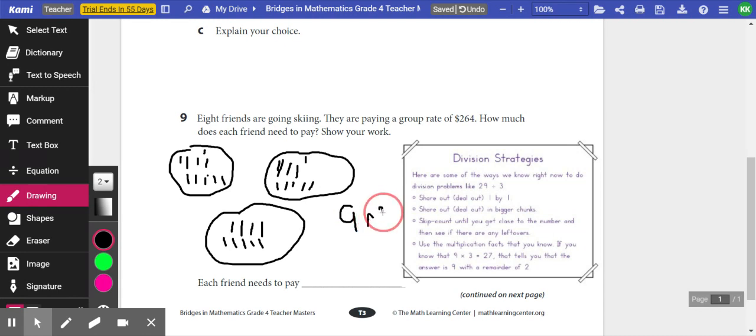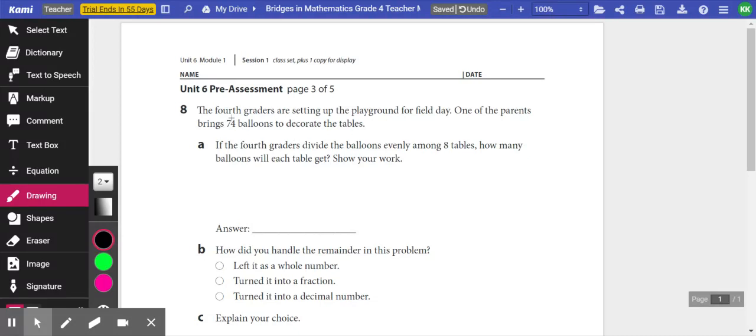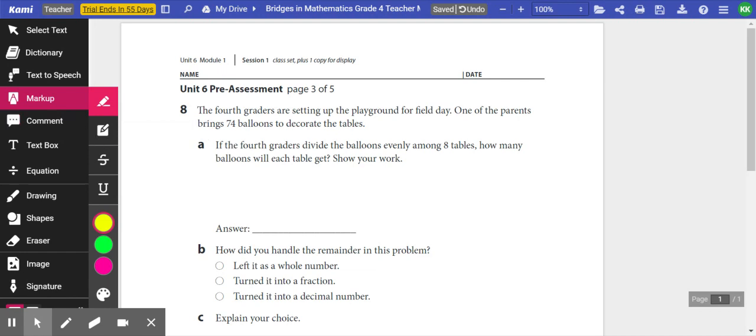Now sometimes you don't want to just do a remainder 2. You could do a fraction for that, or you could do a decimal. So we're going to look at this problem up here for that. It says the 4th graders are setting up the playground for field day. One of the parents brings 74 balloons to decorate the tables. If the 4th graders divide the balloons evenly among 8 tables, how many balloons will each table get? So I know for sure that there are 74 balloons. And I know that it's divide because I see that word right there, divide. And then I know it's by 8 because there's 8 tables. So my question is, how many balloons are we going to get?